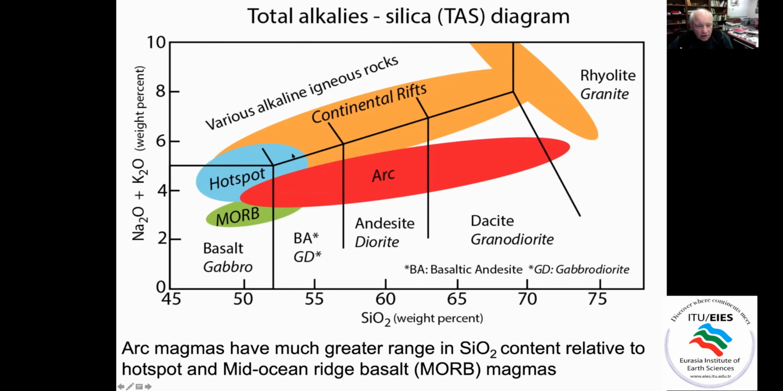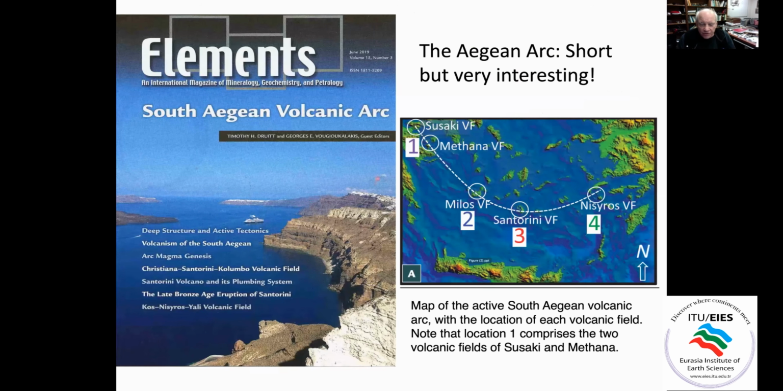Hotspots are also pretty boring, but arcs have this incredible range in compositions, only matched by continental rifts that go from everything from basalts to rhyolites or their plutonic equivalents, granite. So it's a much more interesting range of igneous rocks in arcs and continental rifts than in mid-ocean ridge basalts and hotspots. Now, there's a very interesting issue of elements.